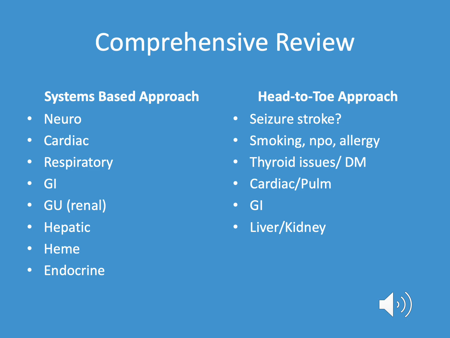In the head-to-toe approach, the one I use, so obviously it's the best, I start at the brain, asking about seizures and strokes, then the mouth, about smoking, NPO status, allergies, do my airway assessment. Next, I go to the neck, so asking about thyroid issues and diabetes. And then chest, being the heart and the lungs, and so on. Just pick a method that works for you. My simple mind needs to focus my eyes upon a body part and then ask the questions and make the connection there.